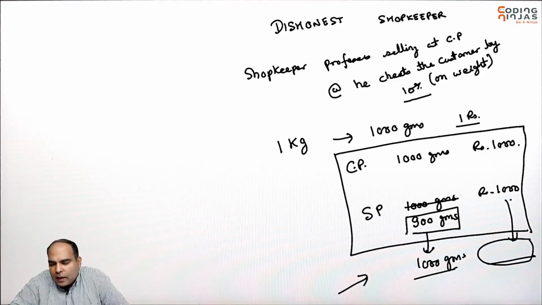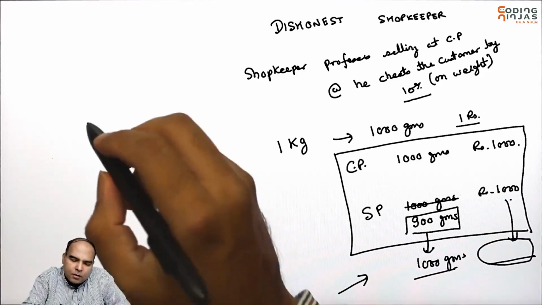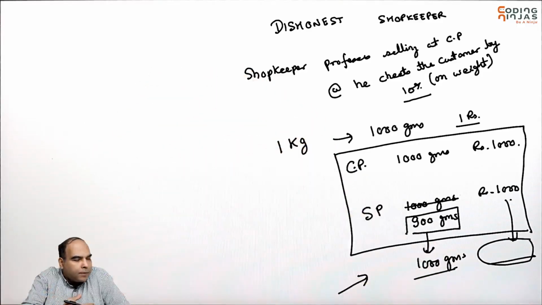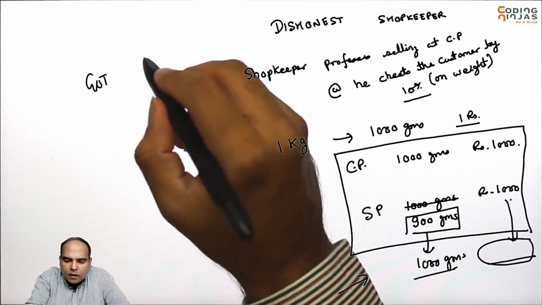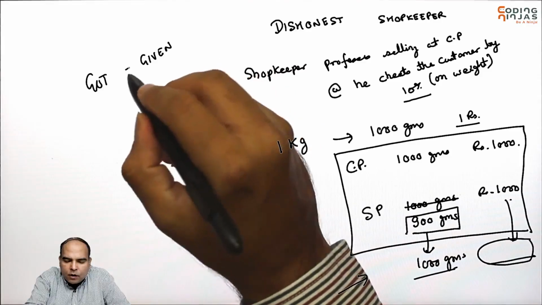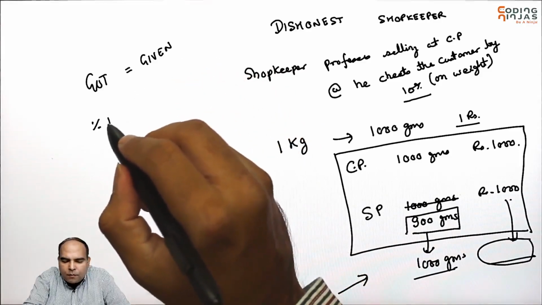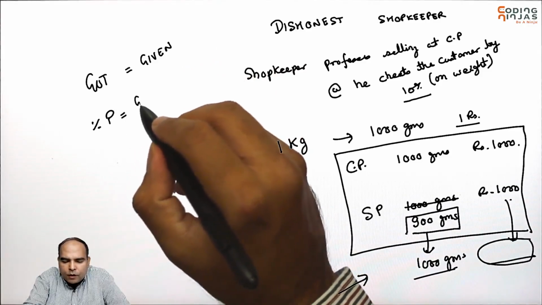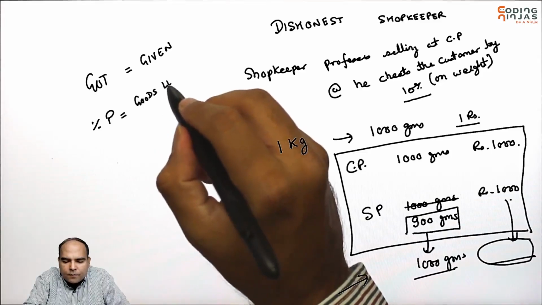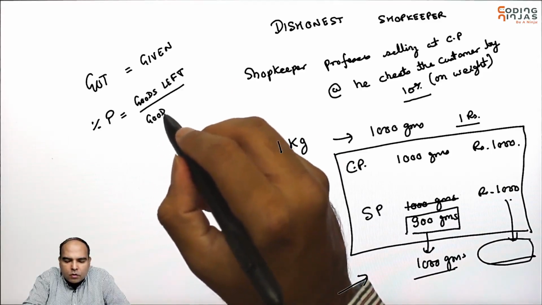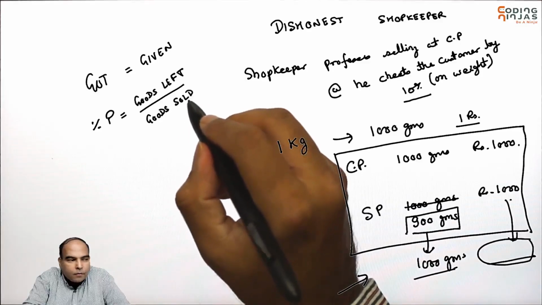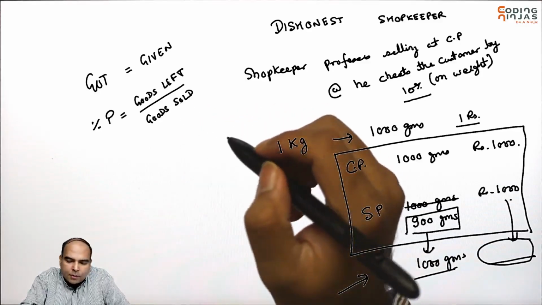But there's a better way to do this than that. In profit and loss problems, as I've told you, you should equate the number of items. But instead of the number of items, if the money got and money given are equal, then you can also use this formula for percentage profit, where you use goods left upon goods sold as the percentage profit.